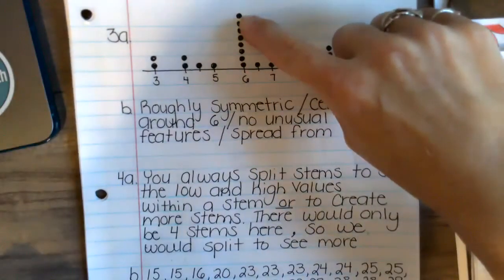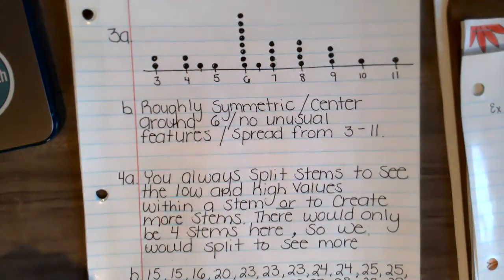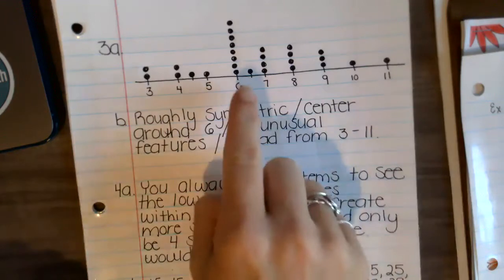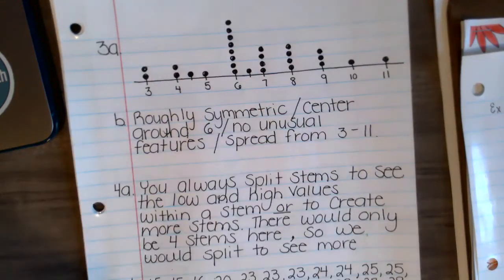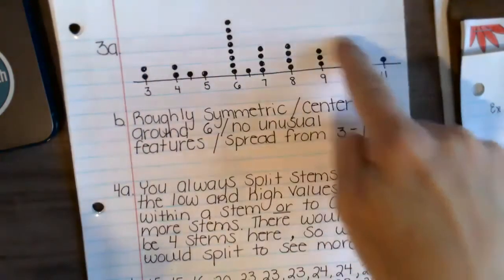I didn't count how many observations there were, but I divided that in two, and my middle observation would be in there. It's roughly symmetric in shape.